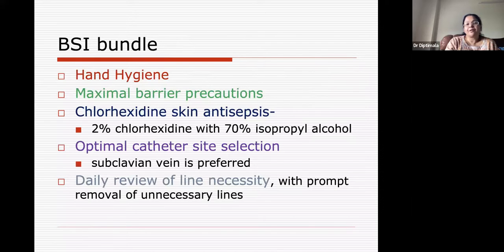In the bloodstream infection bundle, hand hygiene tops the list everywhere. One, hand hygiene, maximal barrier precautions, chlorhexidine skin antisepsis, optimal catheter site selection. That is a little debatable, whether internal jugular or subclavian, but for sure femoral catheter lines are avoided. Daily review of the line with prompt removal of unnecessary lines.